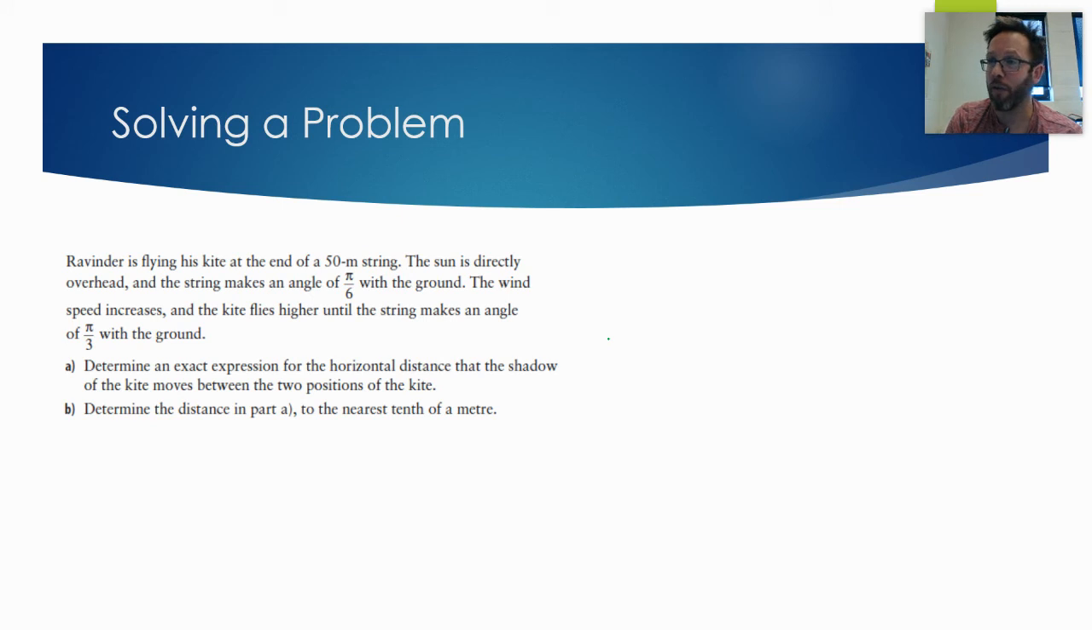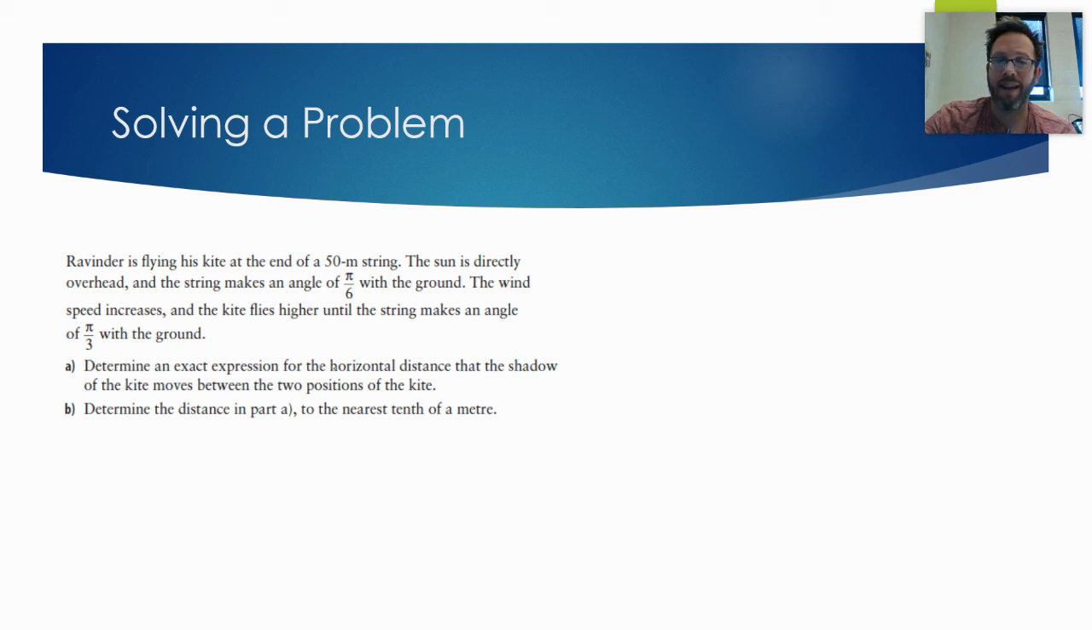We're actually just going to solve a trig problem, and we're going to have an exact answer for this one. So Ravinder is flying a kite, and the kite has a 50-meter string, and the sun is directly overhead, making a shadow. Initially, the string makes an angle of pi by 6 radians with the ground. So if you're just doing the mental conversion, that's 30 degrees. When the wind increases, the angle goes higher. So the kite will fly higher. The angle changes to pi over 3 or 60 degrees.